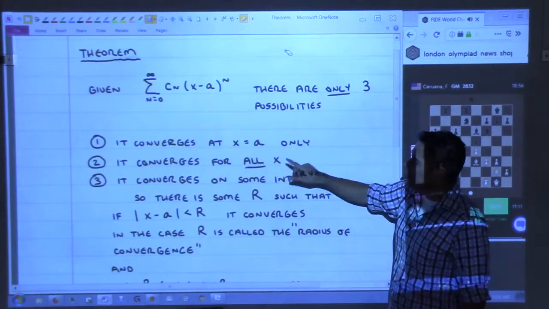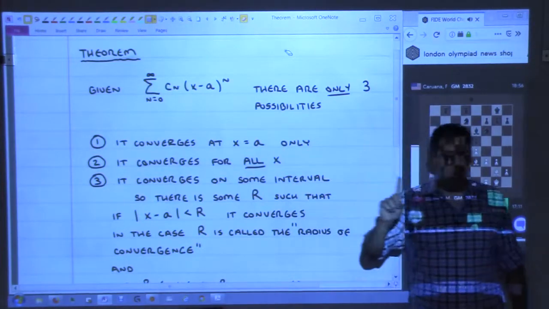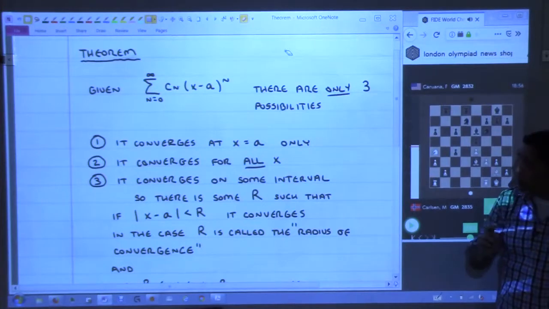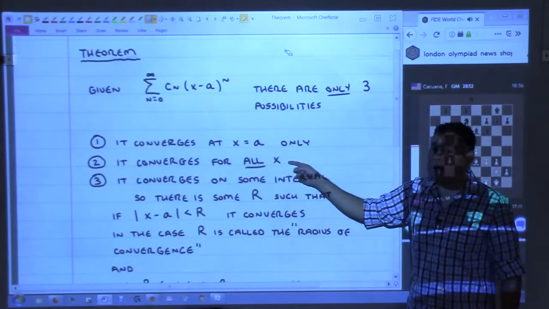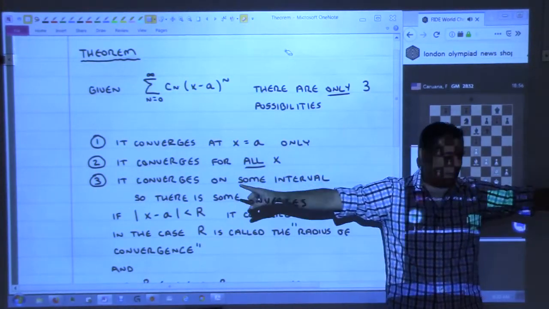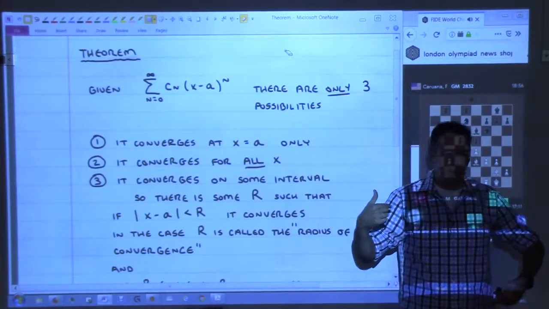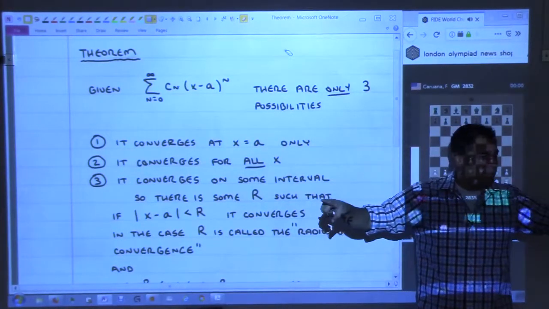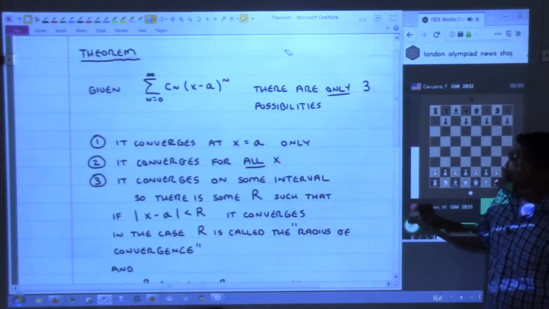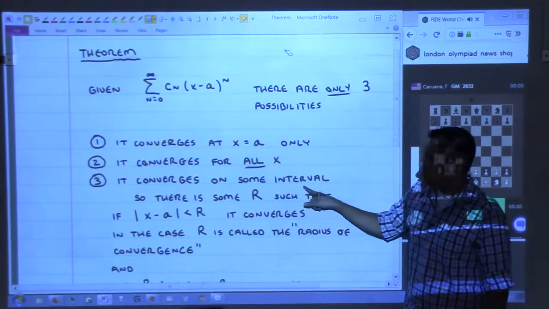But the theorem says it's either going to be just that number, just x equals a, or it's going to converge for all x, which is everything. Like, that's the example we just did, right? We got all real numbers. Or it converges on some interval.